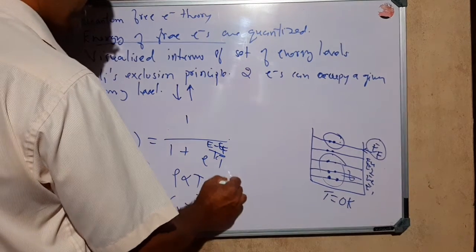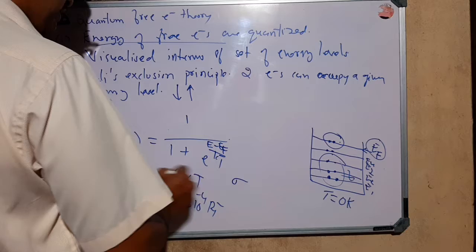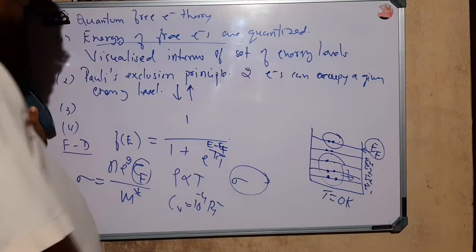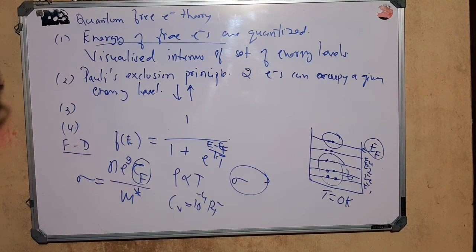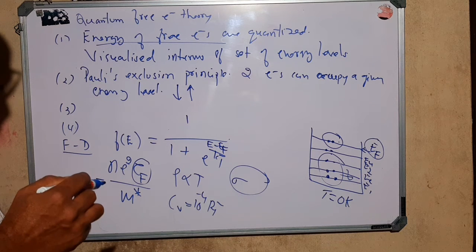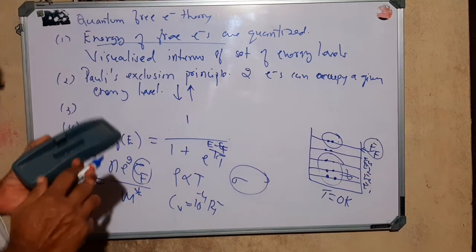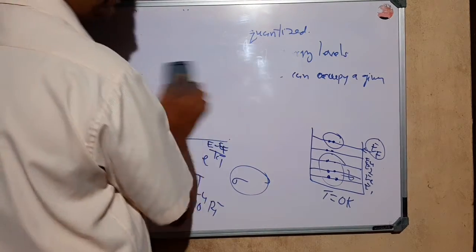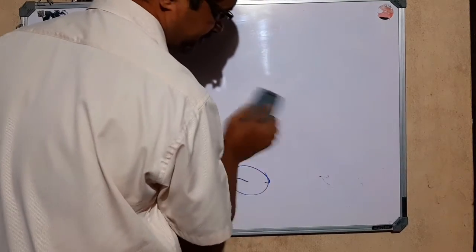Then the dependence of conductivity on free electrons can also be explained properly. We can explain thermionic emission. We can explain thermal conductivity of metals. All these factors can be explained using classical free electron theory.